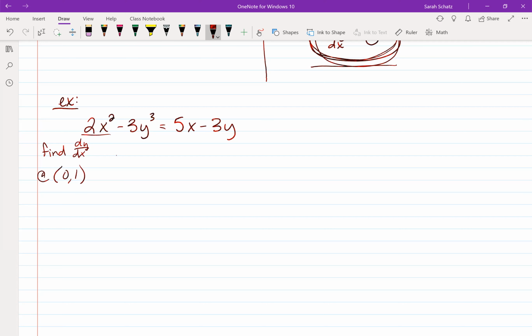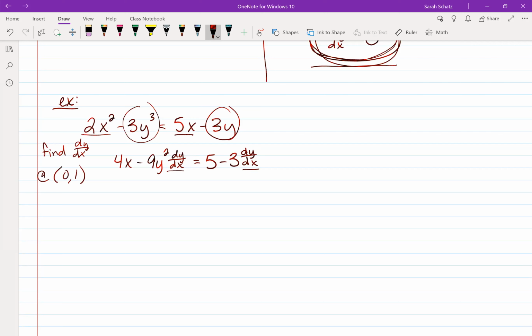So derivative of 2x squared gives us 4x minus the derivative of 3y cubed is going to be 9y squared dy dx equals, you guys, derivative of 5x is 5 minus the derivative of 3y is 3 dy dx. Remember, every term that has a y in it gets a dy dx when you take the derivative. So notice I do have dy dx on both sides now. So isolating it would require me combining the dy dx's on one side and then doing some factoring. We could do it, but you guys, the algebra is a little bit harder.